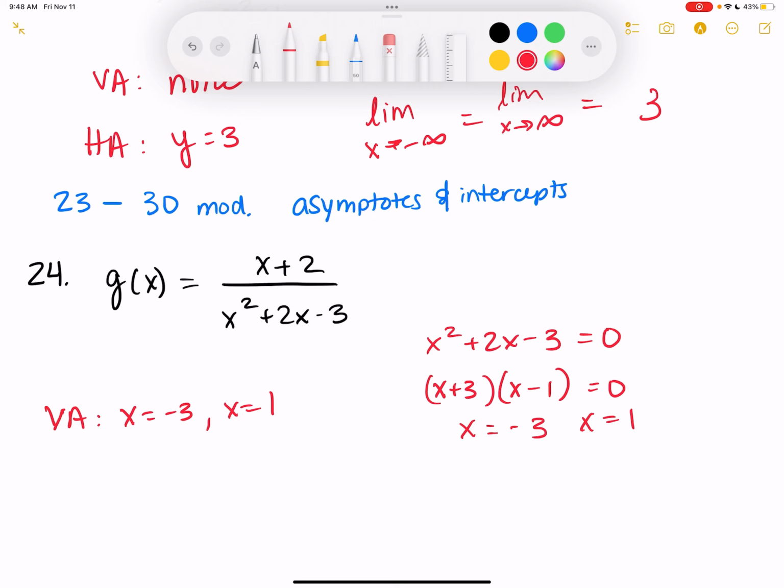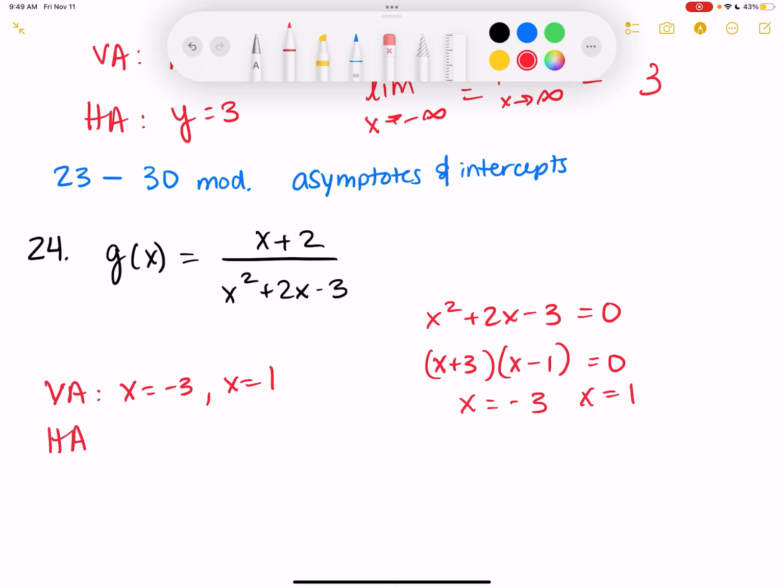So there are 2 vertical asymptotes. But you don't have to do the limits this time. This would be one where you would need to do it twice if it asks you for that, but it doesn't. Horizontal asymptote: it's bigger on the bottom, so y equals 0.